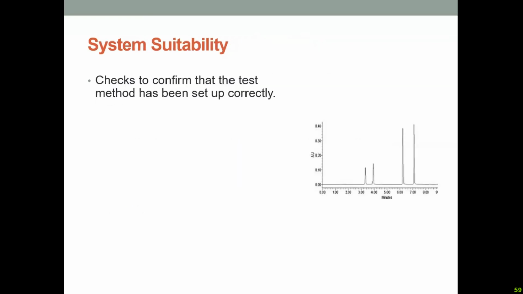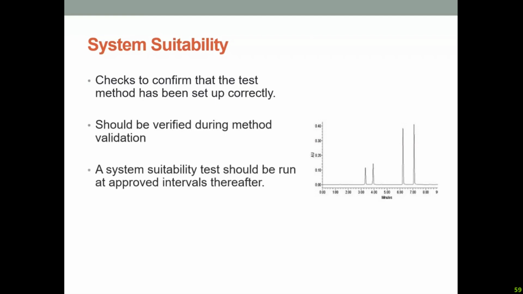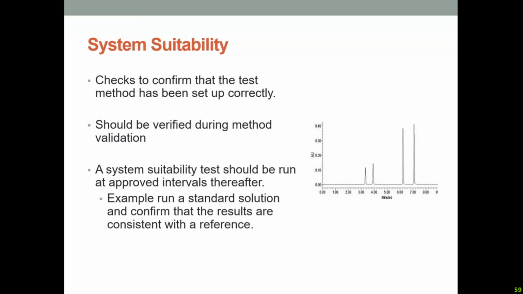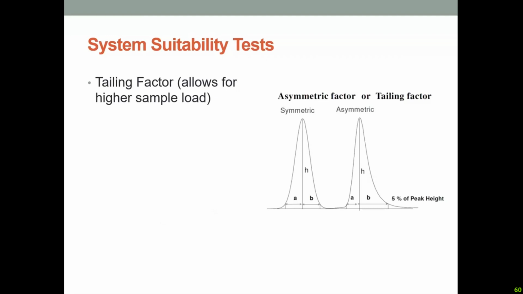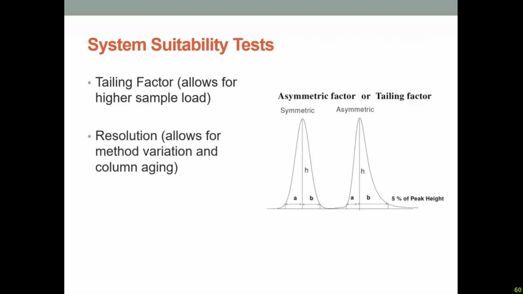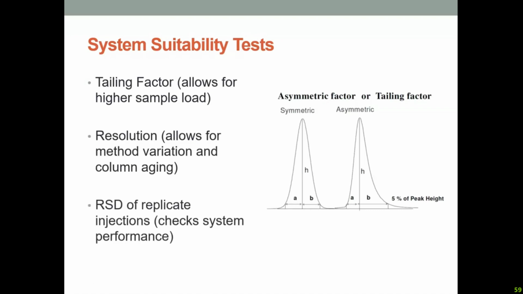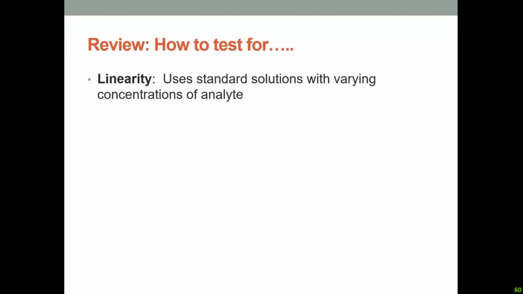System suitability is important. It's important to check to confirm that the test method has been set up correctly. It should be verified during your method validation. A system suitability test would always be run before a test and also at approved intervals thereafter. An example, we will run a standard solution and confirm the results are consistent with a reference. Tailing factor allows for higher sample load, and resolution allows for method variation and for column aging. The RSD of replicate injections checks our system performance to make sure it's operating at its best.